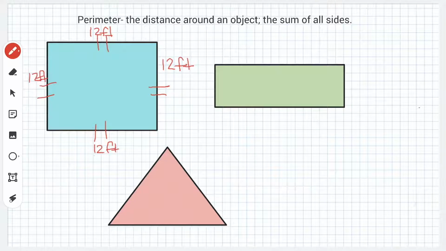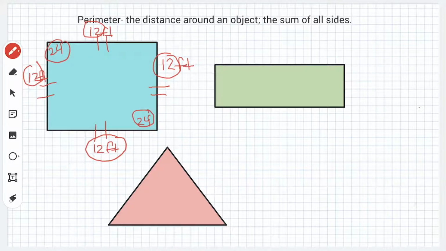That's right. I'm going to have to add them together. 12 plus 12 is 24. When I add 24 and 24, I get 48 feet for the perimeter of this square.